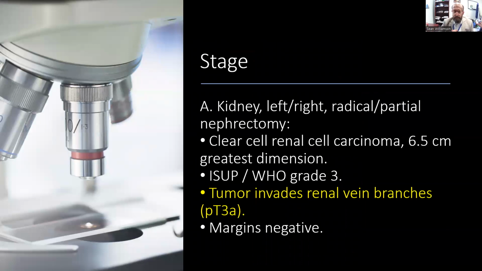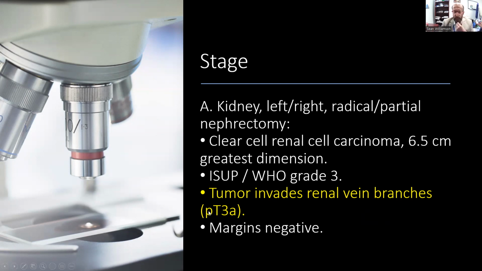The next item that's usually included in the diagnosis lines is the stage. And so this refers to what the tumor is involving. Is it only in the kidney, which would be the lowest stage, or does it invade any other structures, which would indicate that it's starting to spread away from the kidney and becoming a higher stage? So in this example, the tumor invades renal vein branches, and that would be a stage pT3a.